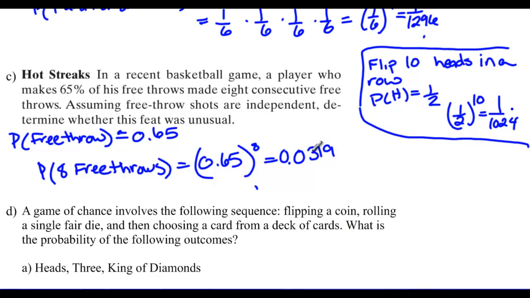And then it's asking, is this unusual? Well, because this is less than 0.05, so it's less than 0.05, then yes, it's unusual.